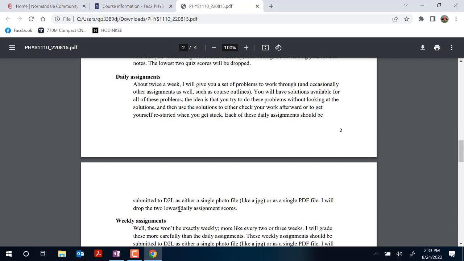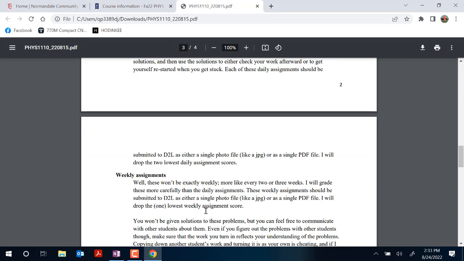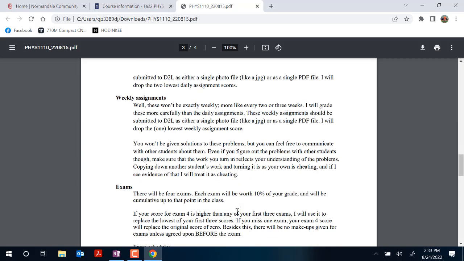I think 2, I'll drop the 2 lowest daily assignments. That mostly just means you didn't turn those in, but you can have 2 that you don't turn in and it doesn't affect your grade. Although, it affects it indirectly because you need to understand that material for the exams and stuff. The weekly assignments, I'll drop the 1 lowest weekly assignment score. So if you mess one up, it's not a big deal.